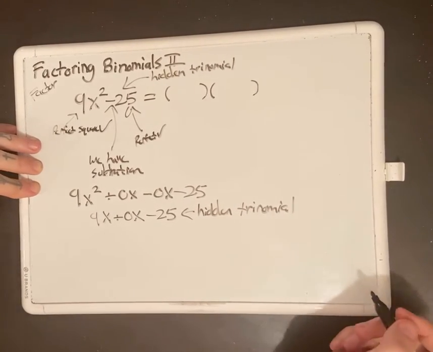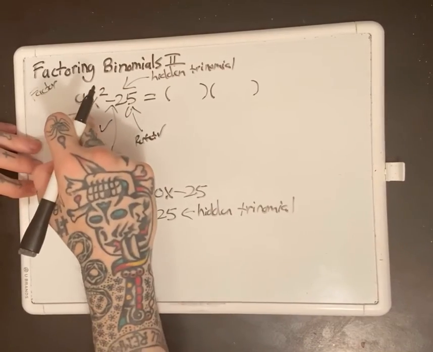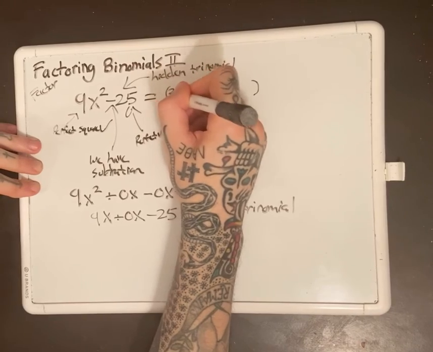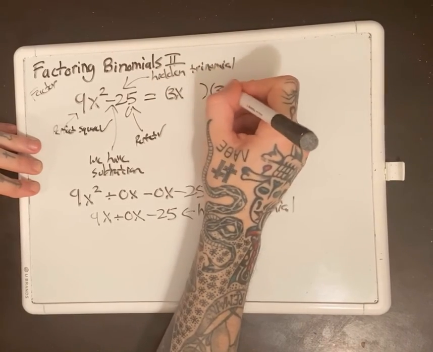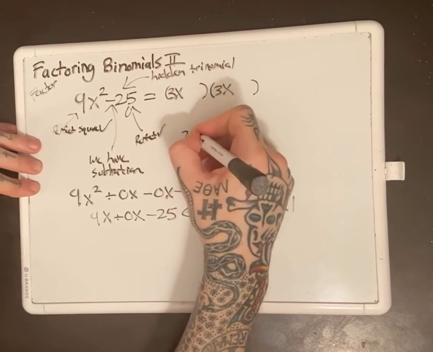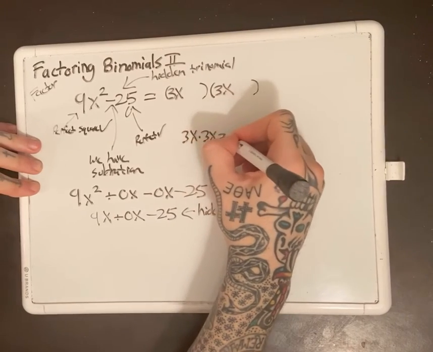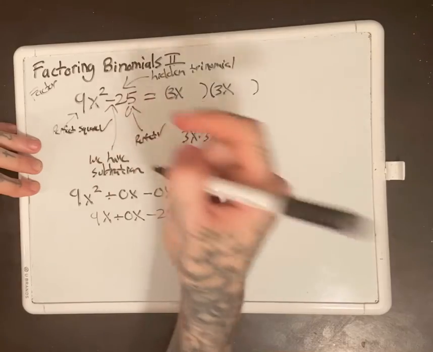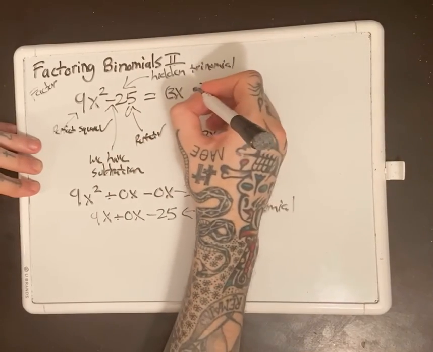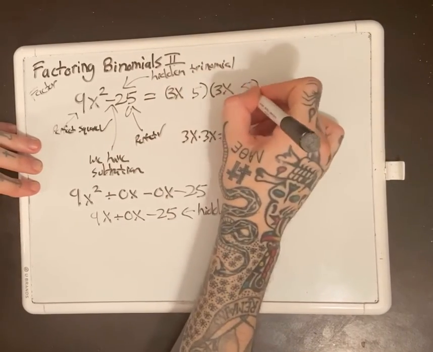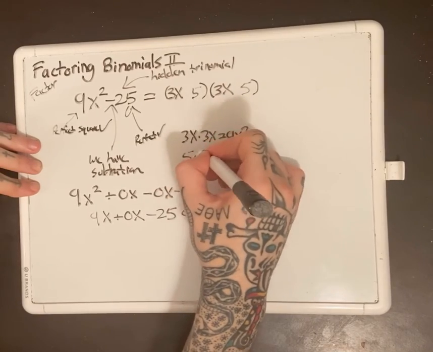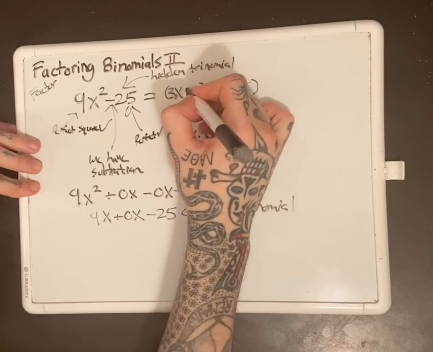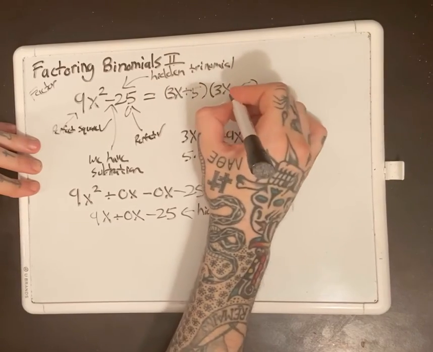All right. So what times what equals 9? 3. What times what equals x squared? X. So we know these have to be 3x because 3x times 3x equals 9x squared. Okay, same thing with 25. What's the square root of 25? 5. Because 5 times 5 equals 25. And like we said, one just has to be addition and the other is subtraction.